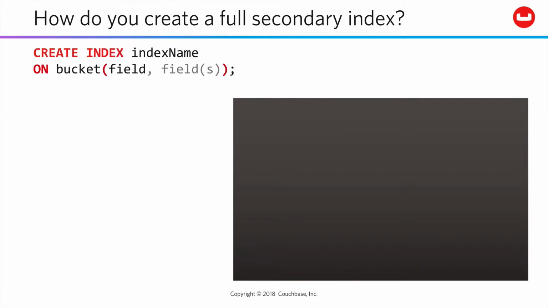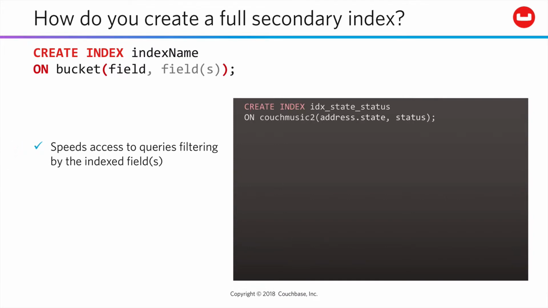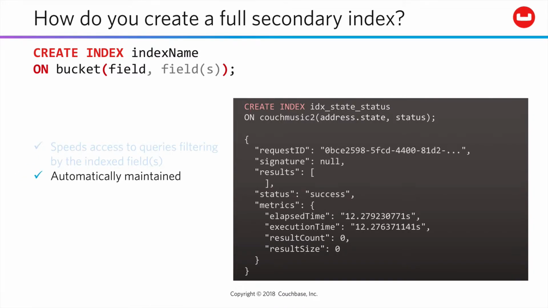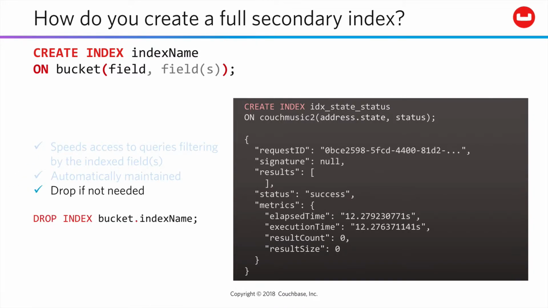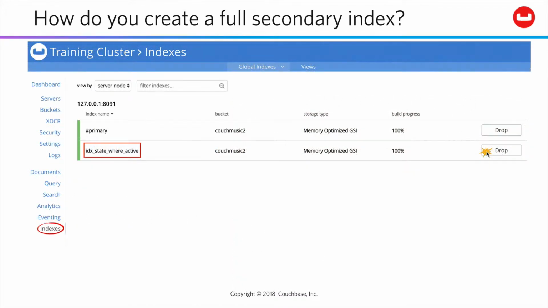You can easily create an index for any field or series of fields within a bucket. Having an index in place dramatically speeds corresponding queries, just as you'd imagine. They're continuously maintained, of course, so you can drop them when they're no longer needed, either using this syntax or visually in the UI.